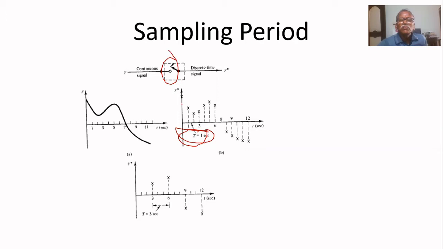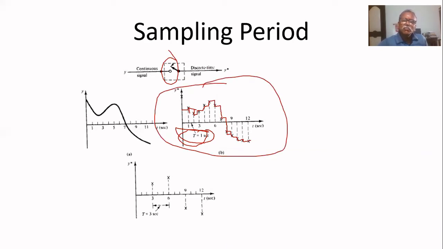So if you use a hold circuit, what will it do? It will do like this. It will do like this. So if you increase the sampling rate, definitely there will be improvement here.